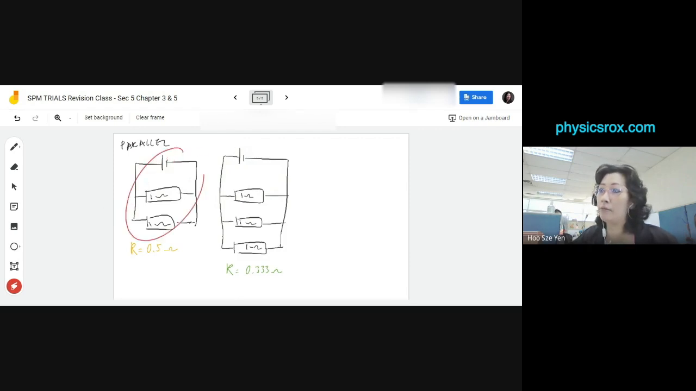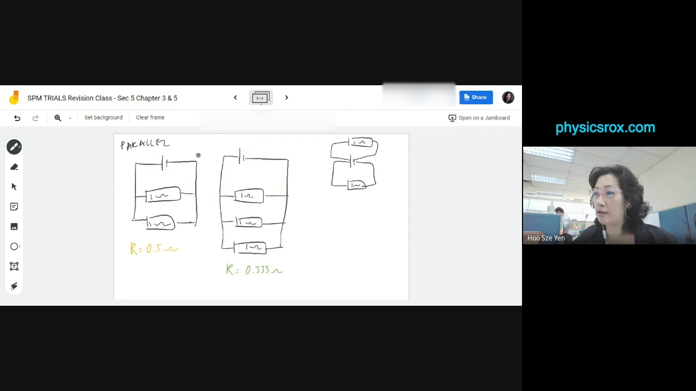That means even if I were to redraw this, 1 ohm, then I put another wire here, 1 ohm, it's actually the same as this one. These two are exactly the same. So when I say they behave as separate circuits, let's say I use 1 ohm because it's easier to count. Let's focus on just the one circuit with the 1 ohm. Let's put all the same voltage.